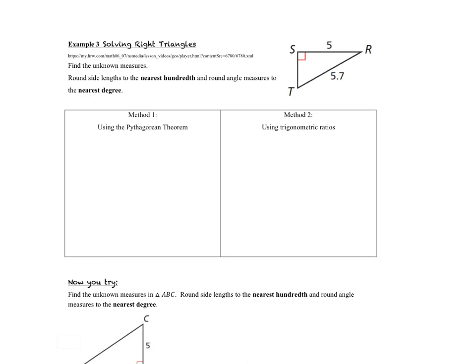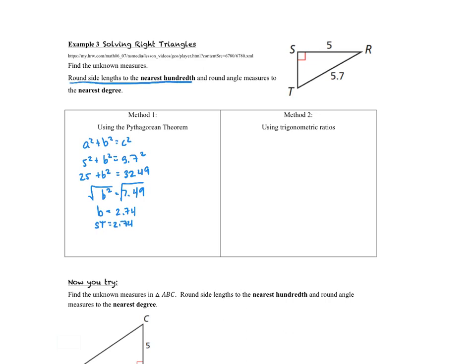So using Pythagorean theorem, we're able to find ST. I can do a squared plus b squared equals c squared. 5 squared plus b squared is equal to the hypotenuse, which is 5.7 squared. So I calculated for b and I got 2.74. So that was saying that ST is equal to 2.74, and the direction said to round the side lengths to the nearest hundredth. So 2.74.